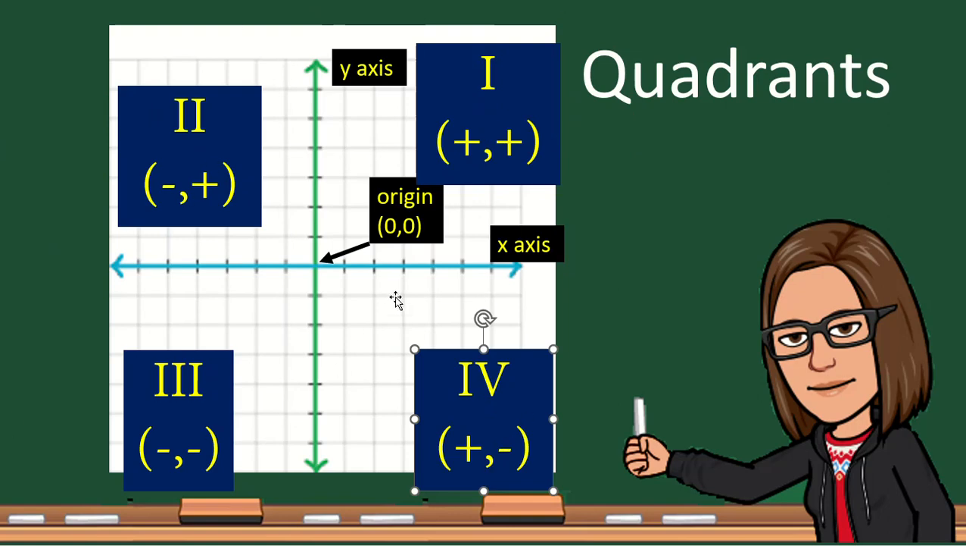These will come into play when you start to graph in the coordinate plane, which we'll do in the next lesson. But that is what we have. We have the x-axis that goes left to right, the y-axis that goes up and down, the origin, which is 0, 0, and then your quadrants 1, 2, 3, and 4.